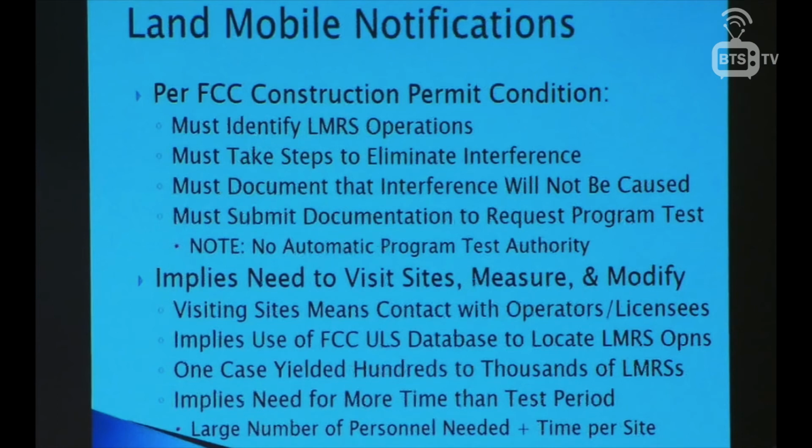Then there are a couple other aspects of this. One is that with the new condition in the construction permit, there's going to have to be notifications done. There will have to be notifications done to land mobile operators. They're going to have to be found. And then steps are going to have to be taken to visit their sites and determine whether or not they have interference, and then remediate it if they do have interference. So there'll have to be site visits, probably 2 at each site, seems like. That means contact with the operators or licensees. It implies the use of the ULS to locate those operators.